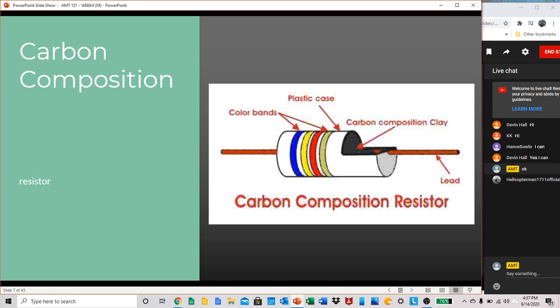We have our carbon composition resistor. We have our color bands, which we will get into. But the makeup of this resistor is it's a through-hole resistor. It has the lead running through it on either side, and it is made up of an outer plastic case with carbon composition clay internally.